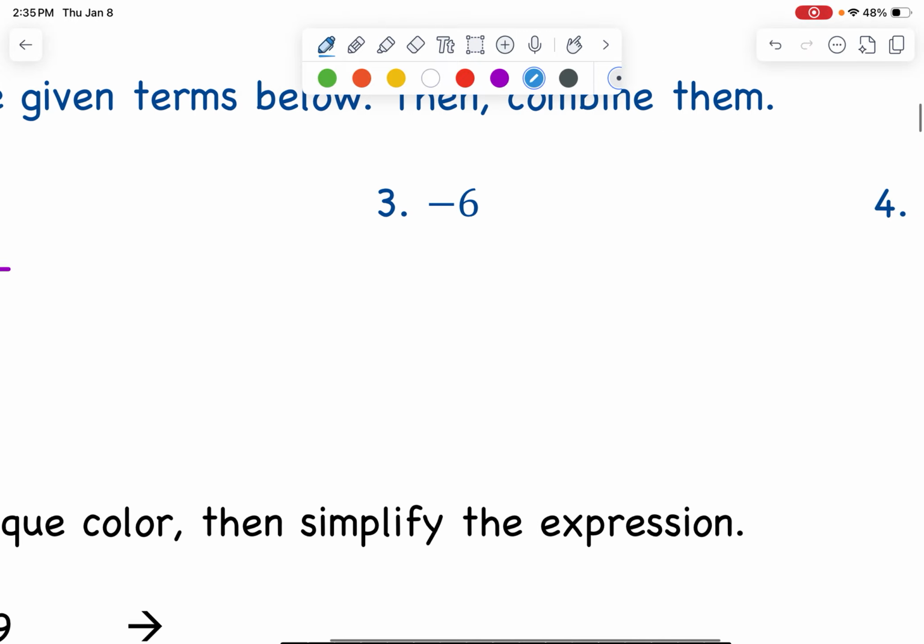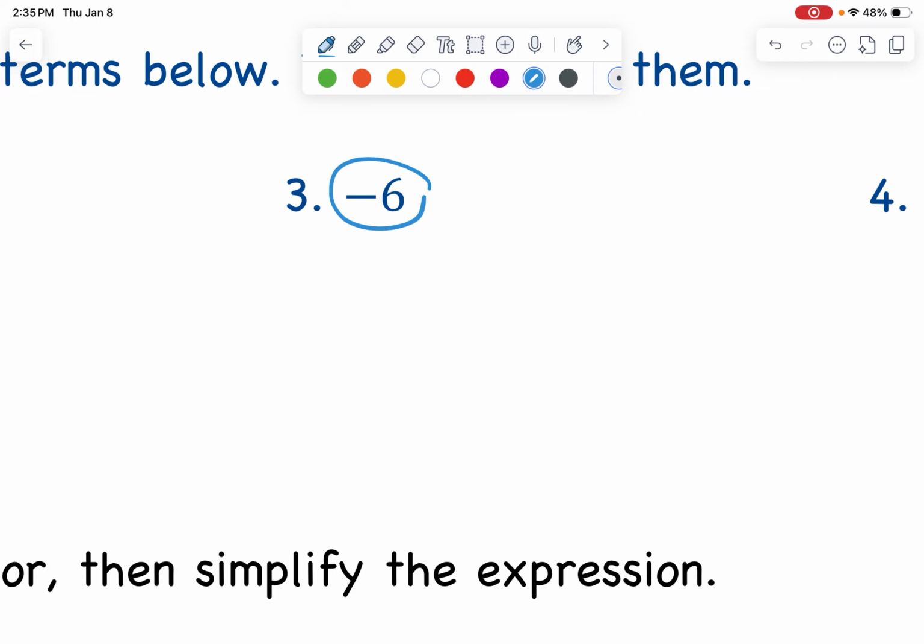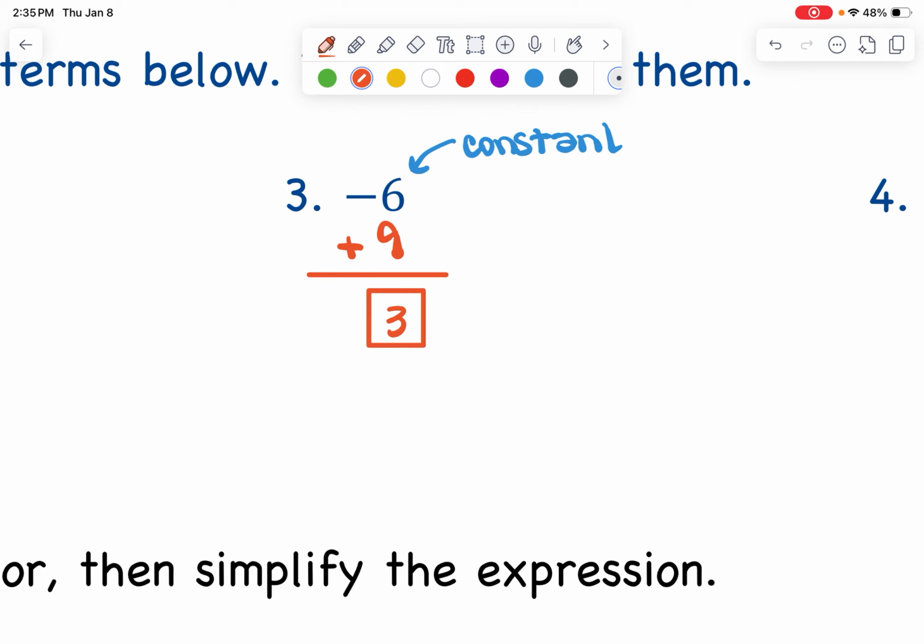Number 3 over here, notice what kind of term this is. This is a constant. I just want to remind you of that. We learned that vocabulary yesterday. So if you see a constant, well, constants can only be combined with other constants. So I know that if I want to add that -6 to anything, it's going to have to be just a plain old number. So I'm just going to pick 9, let's say, right? And so I can obviously combine those together, which is going to give me 3, right? So constants can only combine with other constants.